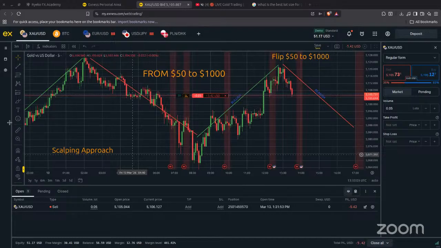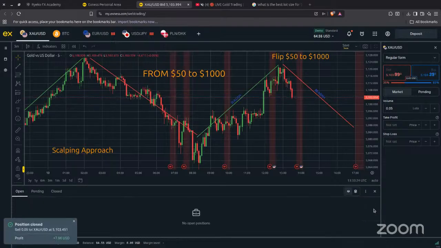So if you have a small account, this is how you would manage. I saw it going down. I need to first recover the other money. Oh, nice. So we got the push up a bit. So from 50 to 1,000.